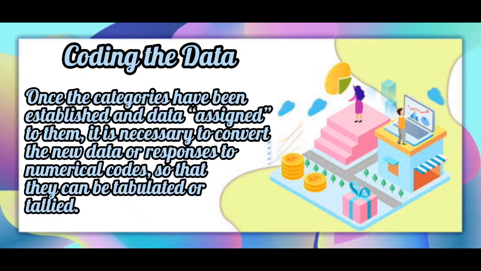Coding the data. Once the categories have been established and data assigned to them, it is necessary to convert the new data or responses to numerical codes so that they can be tabulated or tallied.